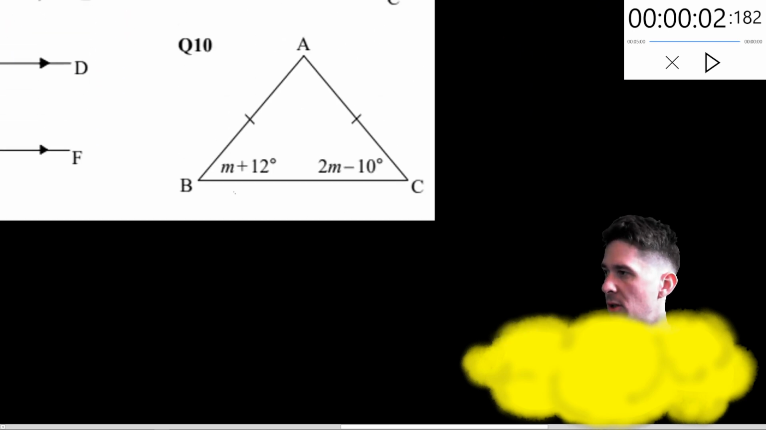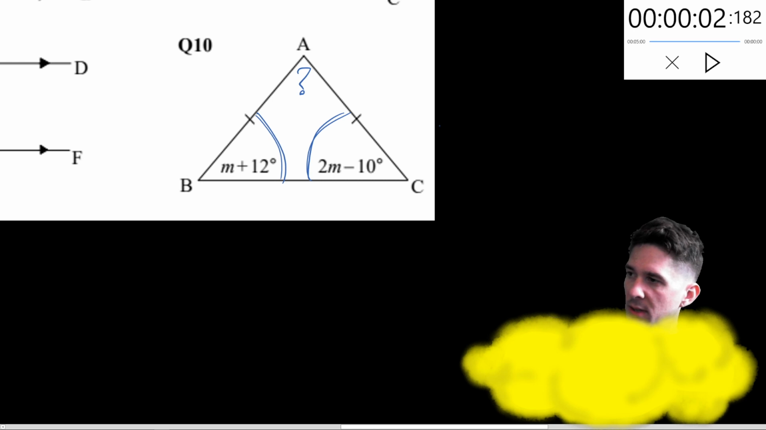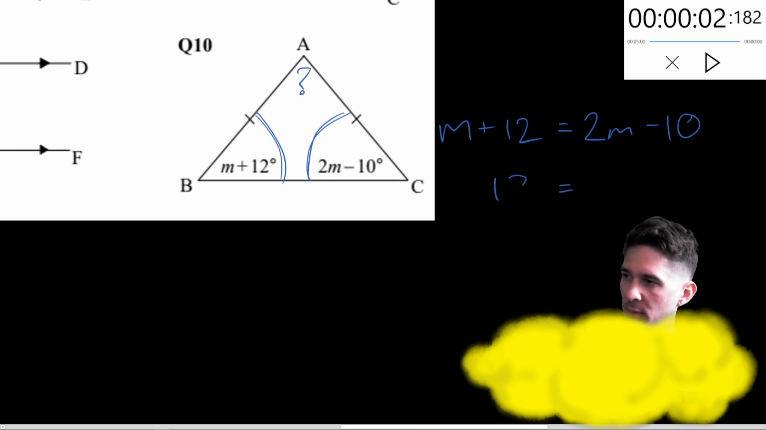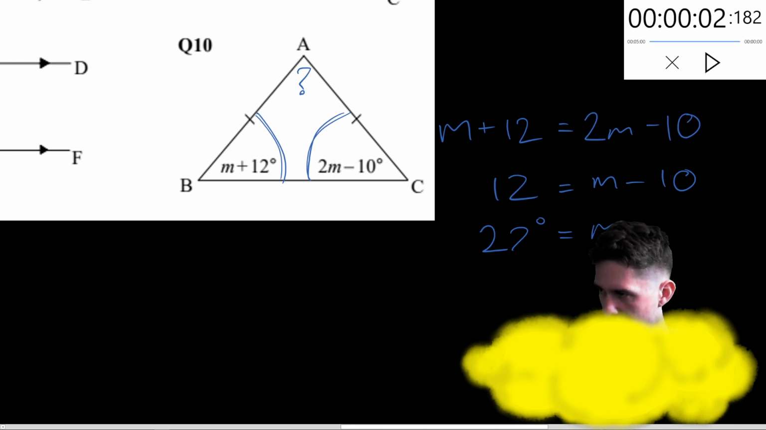Last question. Here we have an isosceles triangle. So we don't actually need to know anything about that angle. All we need to know is that these two angles are equal. In other words, the number that is 12 more than m must be the same as the number that is 10 less than 2m. Let's subtract m from both sides. And let's add 10 to both sides. M is 22 degrees. Not 27, 22.